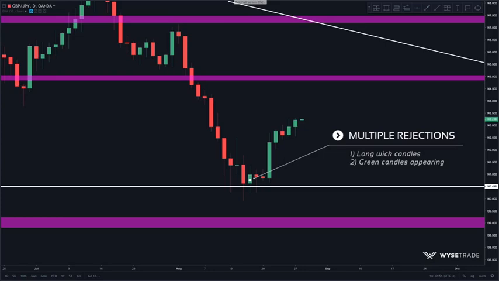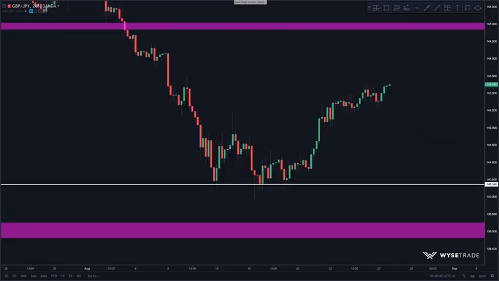Remember, drawing in the level on the weekly meant nothing. We just used it as guidance, and only once we confirm this on the daily, that price is indeed reacting to this level, do we add this to our watch list. Now, here's the key. Let's further confirm this level on the 4-hour time frame as there still is no trade.